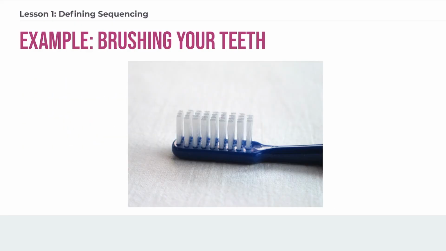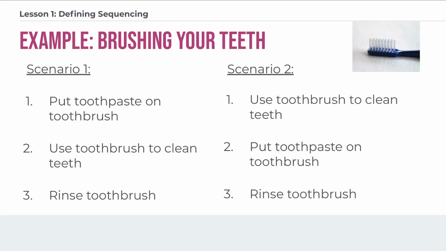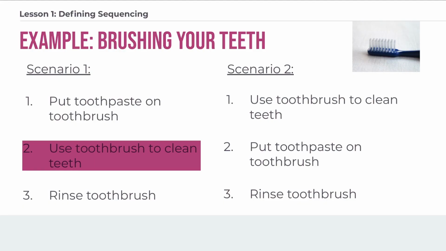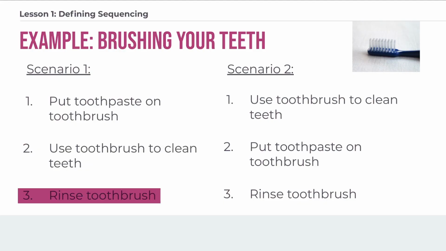All right, another example. Again, one that you should be very familiar with: brushing your teeth. So here we have, again, 2 different sets of instructions, and they are clearly specified in a particular order. So over on the left-hand side, we can see that we have instruction number 1, toothpaste on toothbrush, followed by instruction number 2, use toothbrush to clean teeth, and finally, we would complete instruction 3, rinse toothbrush. We can see that this is absolutely going to result in having clean teeth.